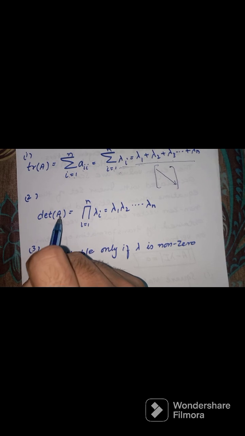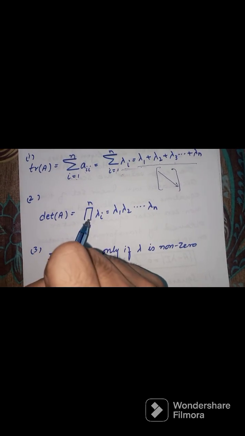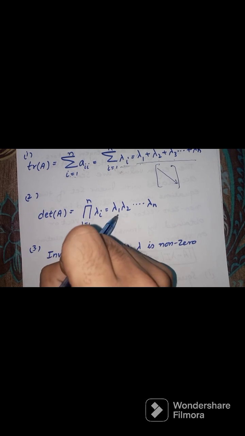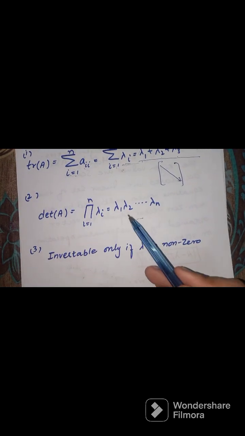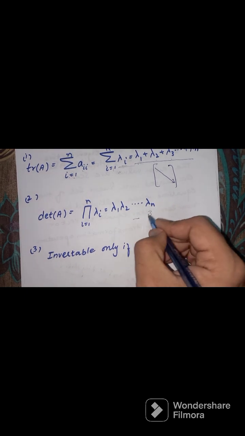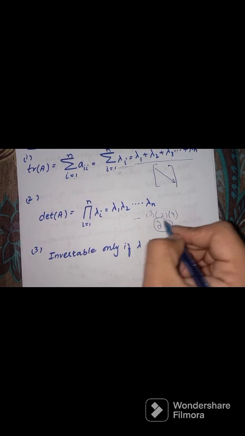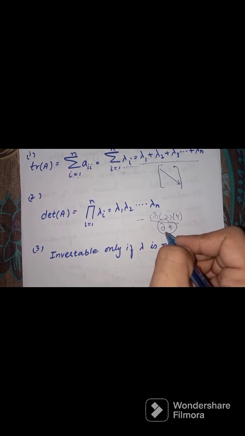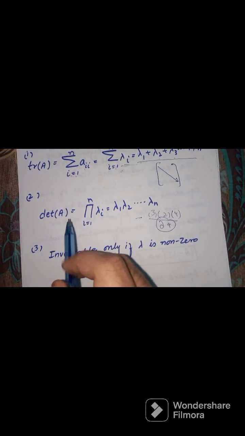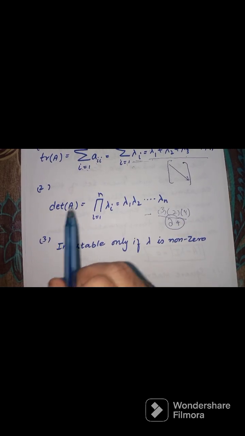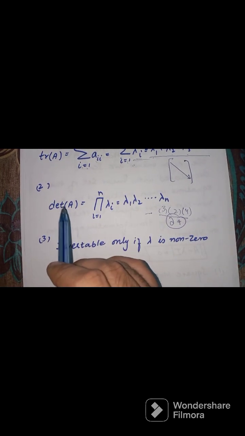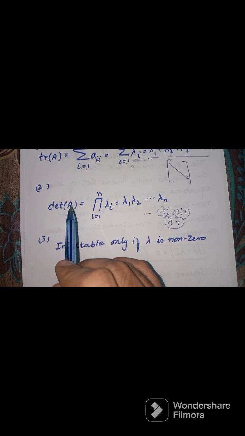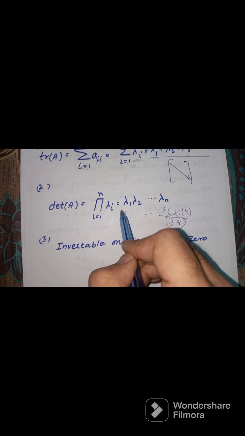The second property concerns the determinant of your matrix. The determinant of matrix A is the same as the multiplication of all the eigenvalues. Say we have 3 eigenvalues, 3, 2, and 4. Multiplying, 3 times 2 is 6, and 6 times 4 is 24. So if the product of the eigenvalues is 24, then the determinant of that matrix must be 24.